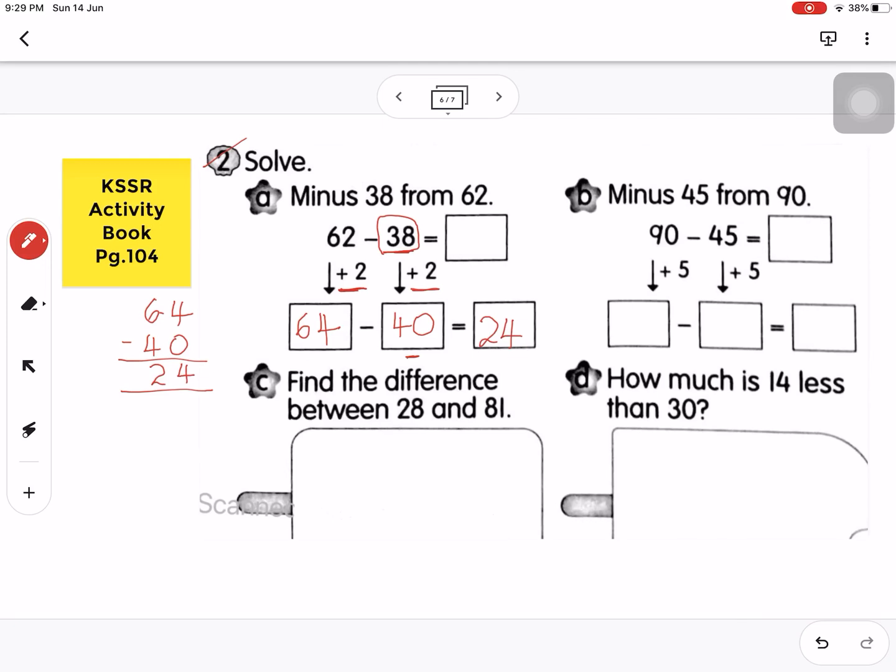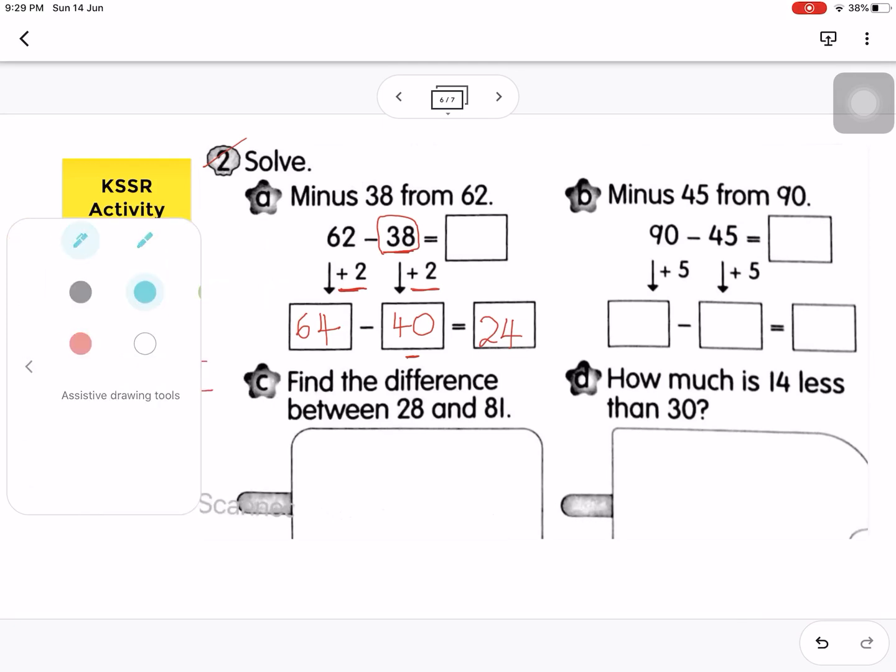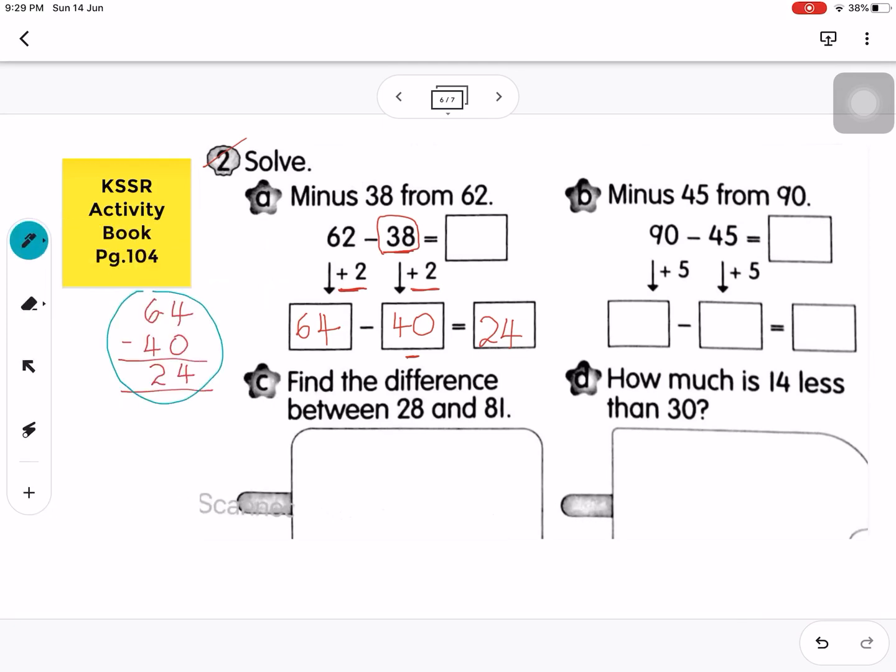Actually, without using the standard written method, you also can find out the answer. Because 60 and 40 are in the tens place. 4 and 0 are in the ones place. 4 minus 0 is 4. 6 minus 4 is 2. So the answer is 24.